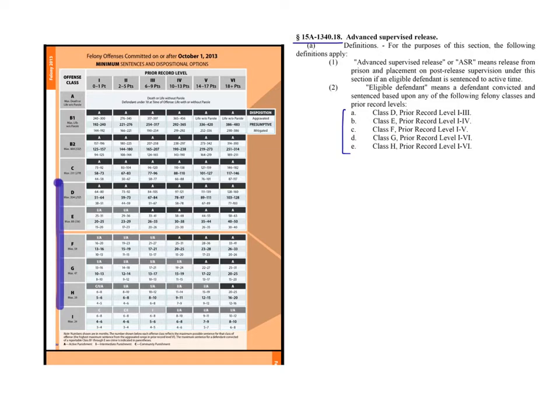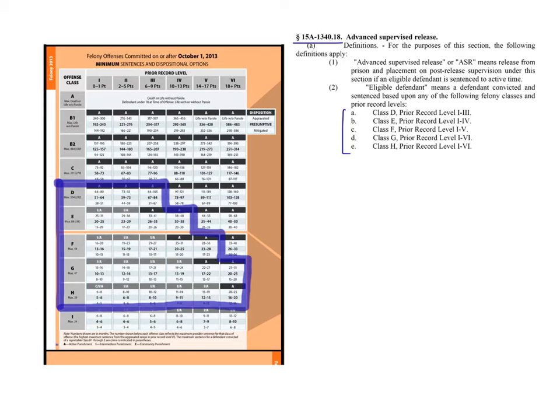For the Class D, it's everybody in prior record levels 1 through 3. Then for Class E, it goes out to prior record level 4. For Class F, out to 5. And then for Class G and Class H felons, all of them are eligible. So everybody inside that area is eligible for ASR.